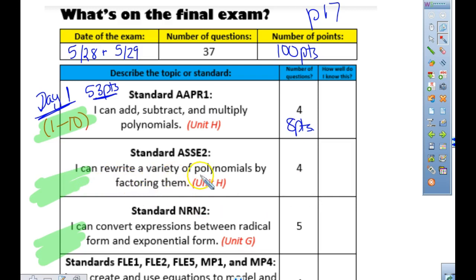The second one: I can rewrite a variety of polynomials by factoring them. In your review, this is questions 11 to 18. On your final review, this should be on page 17 in your packet. If you don't have it on page 17, you can write it on another sheet of paper. Those 4 questions are going to be 12 points.